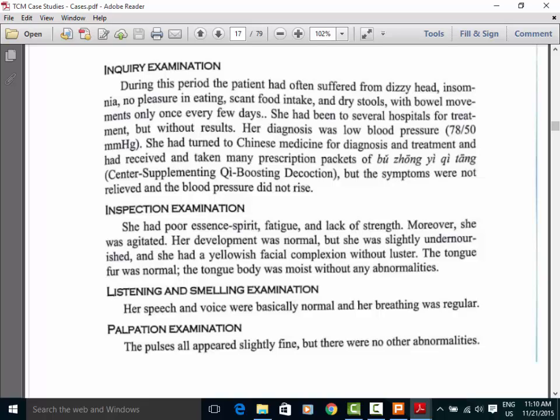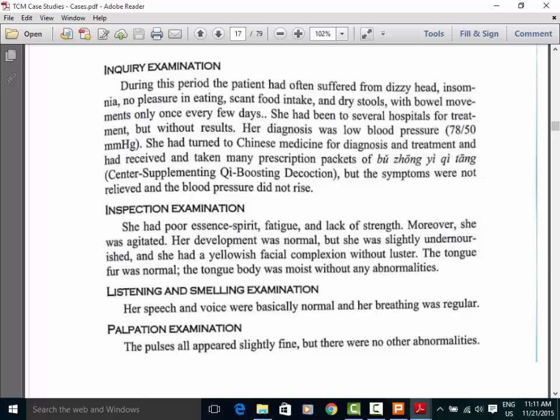Alright, so if we say that this is spleen qi and blood deficiency, what's the treatment plan? What are we going to do? What's the treatment principle? Tonify spleen. Nourish blood. Good. Make sense? Clear as mud? Good. Treatment. What is our actual treatment plan?